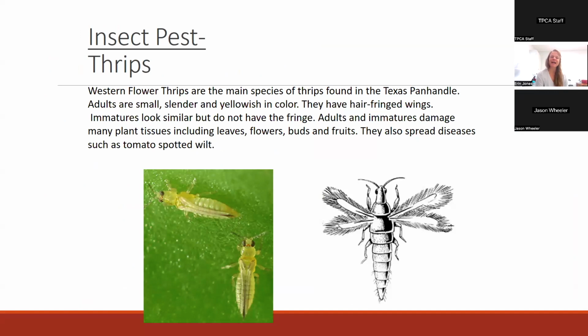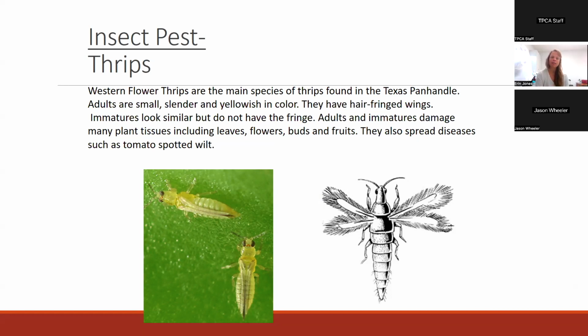The next pests we have are thrips. So thrips are very small. On this slide, I say that we have Western flower thrips in the Texas Panhandle because that's where I usually give this presentation. But I know you guys are from all over the state, and I don't actually know what species of thrips are found throughout the whole state of Texas. But I do know that Western flower thrips are really common in this state.